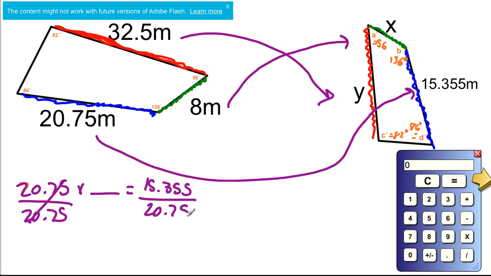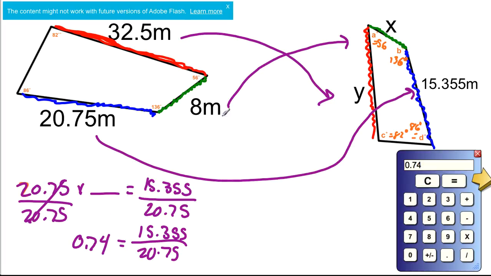So I divide 15.75 divided by, oops, I'm sorry, my numerator goes on top, so 15.355 divided by 20.75. And that gives me the scale factor of 0.74. So it's not too messy this time. So 15.355 divided by 20.75 gives me a scale factor of 0.74.